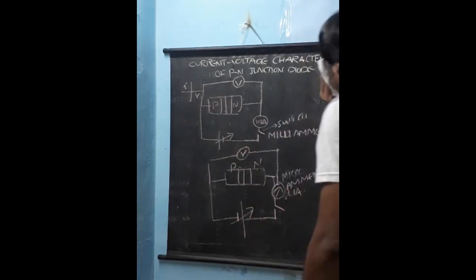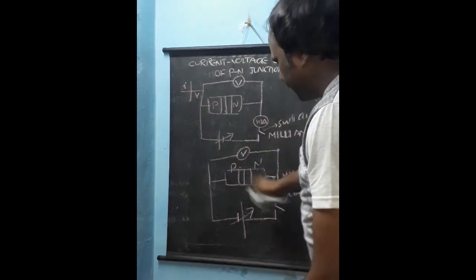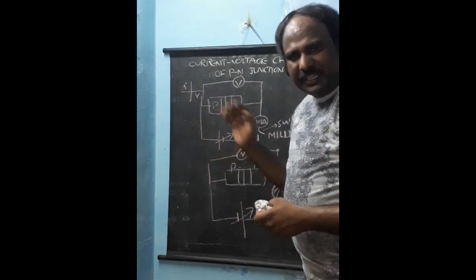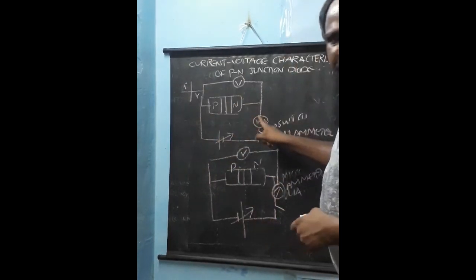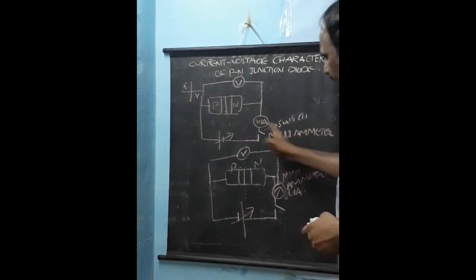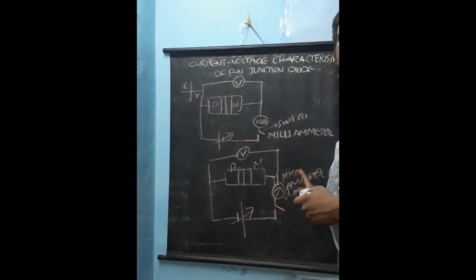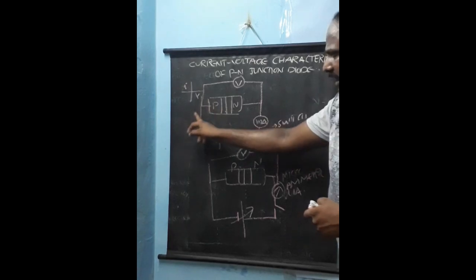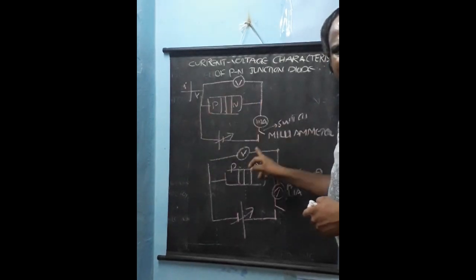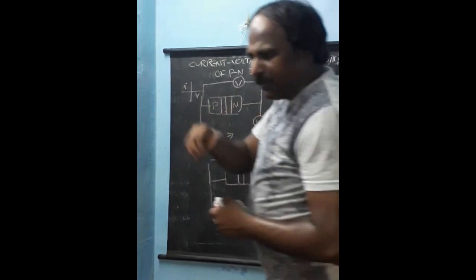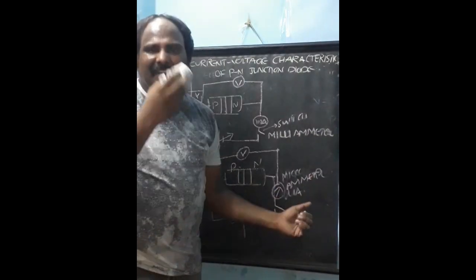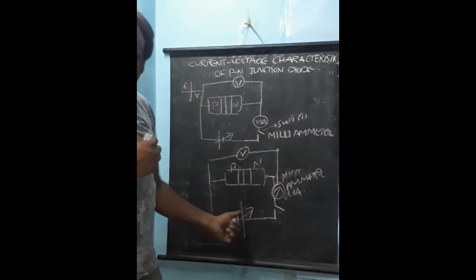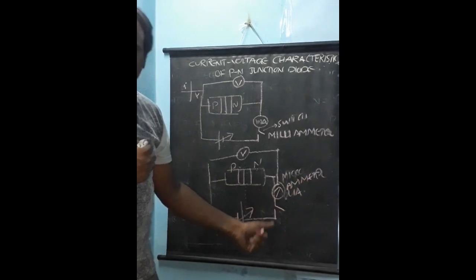So the main difference between the two circuits is, in forward bias, you have to use a milliammeter. In case of reverse bias, you have to use a microammeter. Here, in forward bias, P should be connected to positive and N to negative of the variable battery, whereas in reverse bias, P is connected to negative and N is connected to positive of a variable battery.